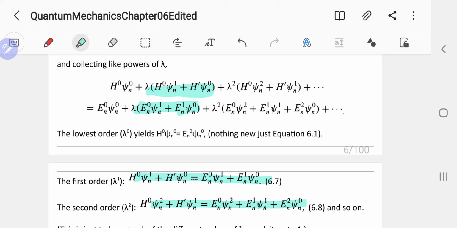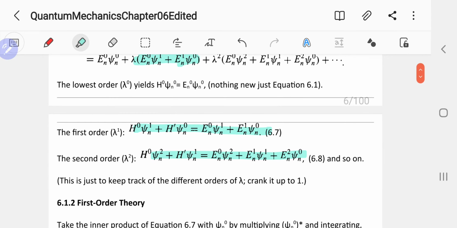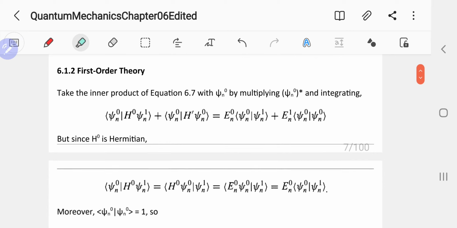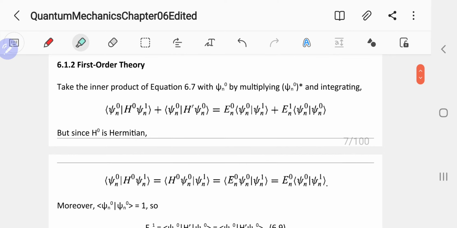And you can also do higher orders, but of course your lambda is very small, so higher order corrections don't really affect much. However, we're just concentrating on the first order correction at this time. So now we go to the first order perturbation theory.